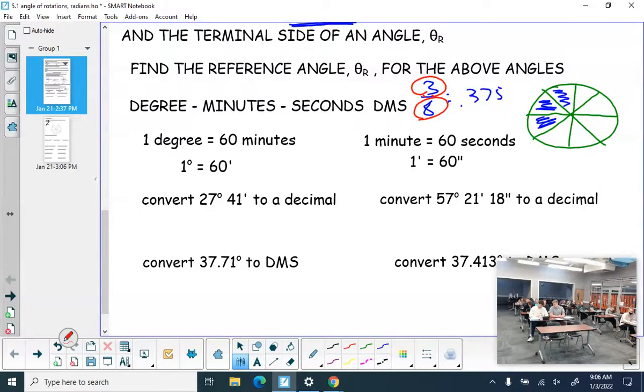So if I have 41 minutes here, and I want to change 41 minutes into a decimal, 41 minutes is the part of the entire. What can I do with the 41 to convert that into a decimal? Austin, what is it? Divide by 60. So I can take 27 plus the 41 divided by 60 and convert this into a decimal.